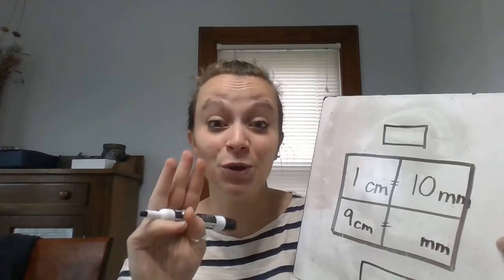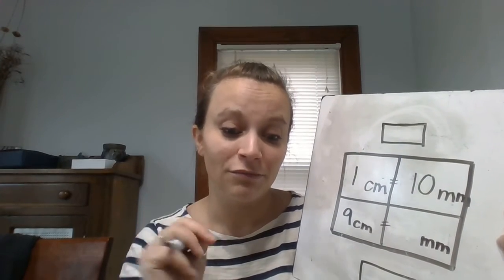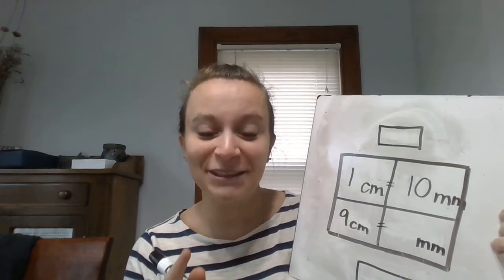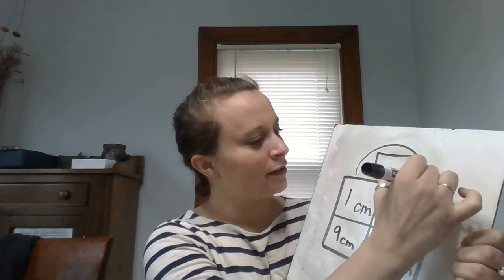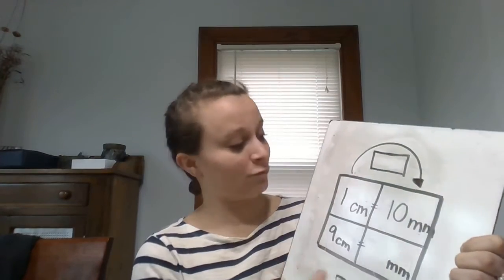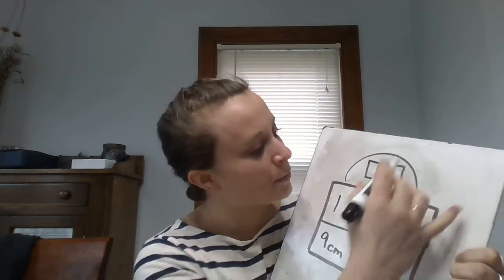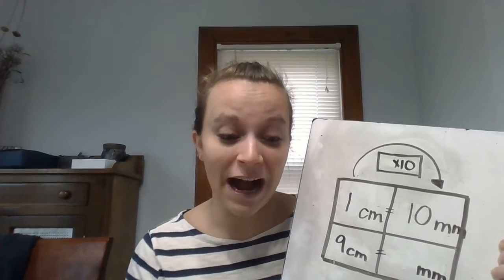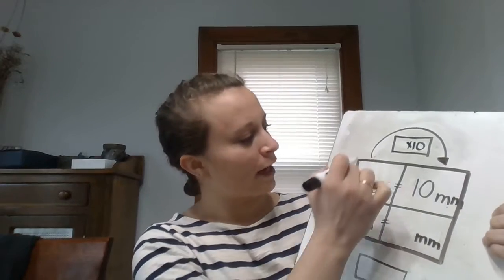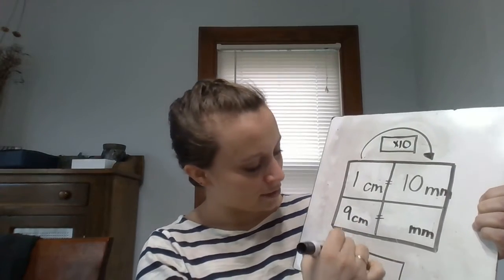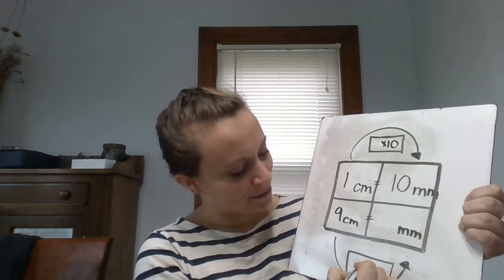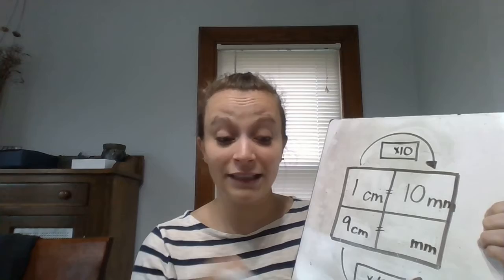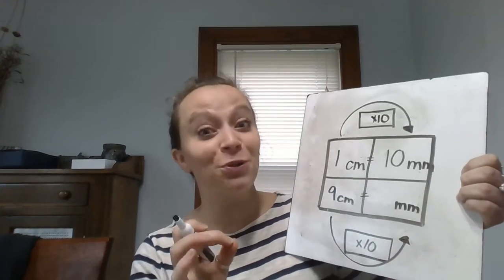Step 3, use the numbers. Step 4, use the top numbers to find the rule. Your arrow always goes away from the 1. Okay, how do we get from 1 to 10? This is an easy one. Times 10. Step 5, use the same rule for the bottom. Okay, my arrow goes this way, so this arrow is going to go this way. Same rule in the bubble, times 10. And step 6, use the rule to find your answer.